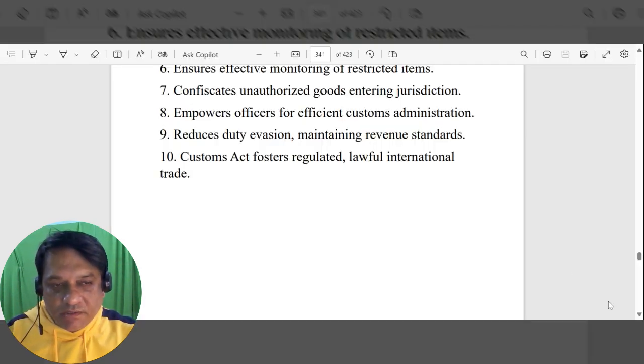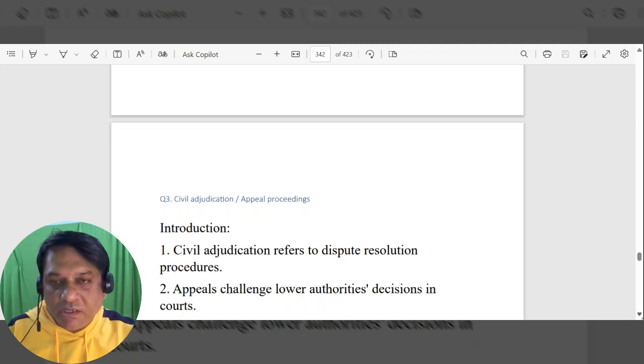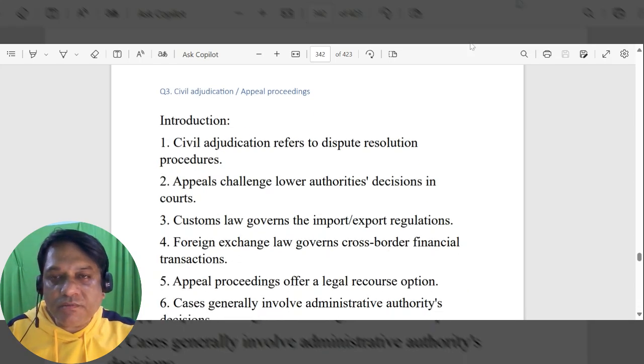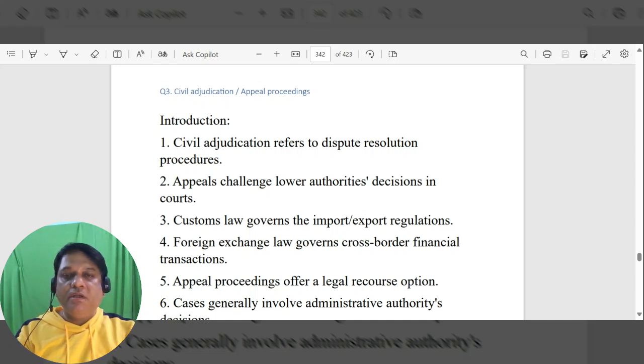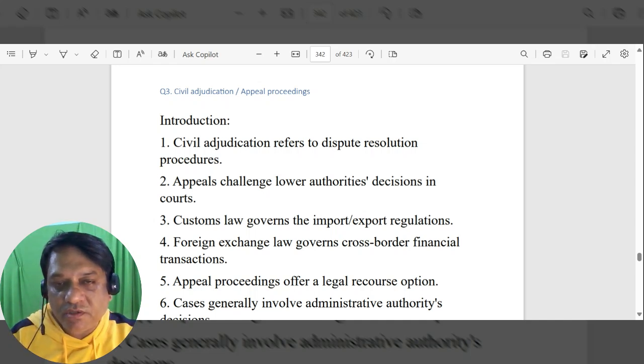Hello, all. The next question of the day is civil adjudication and appeal proceedings. So, civil adjudication refers to dispute resolution procedures. Appeals challenge lower authorities' decisions in courts.